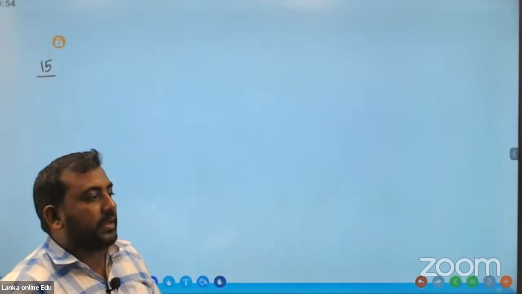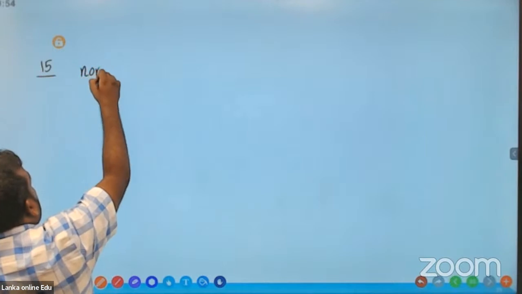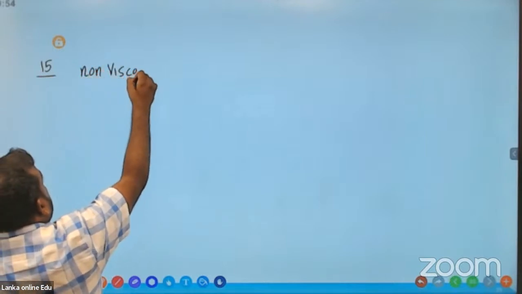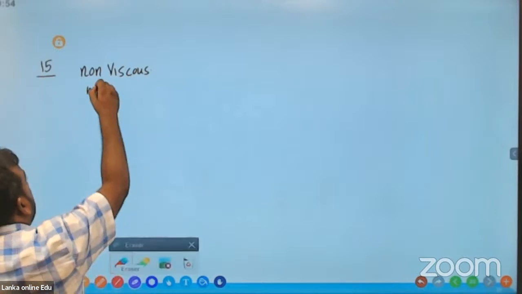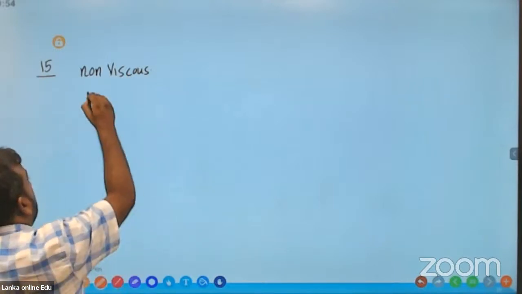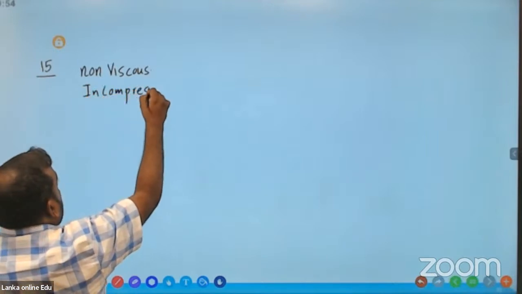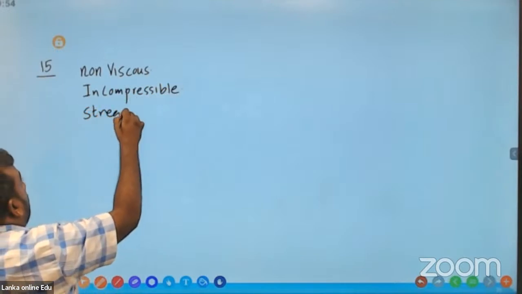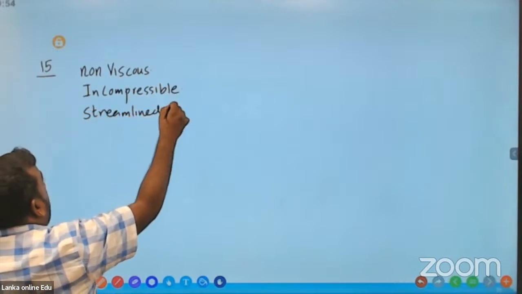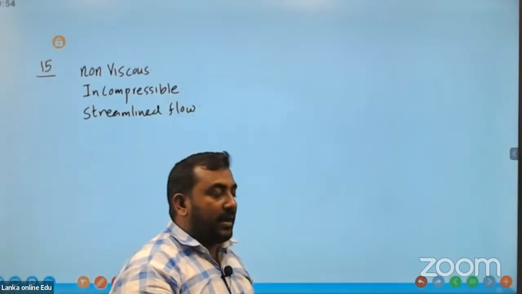State the conditions under which Bernoulli's equation is valid. So what are the conditions? Earlier questions also had these. Non-viscous, incompressible, streamlined flow. Non-viscous, incompressible, streamlined flow. Right.